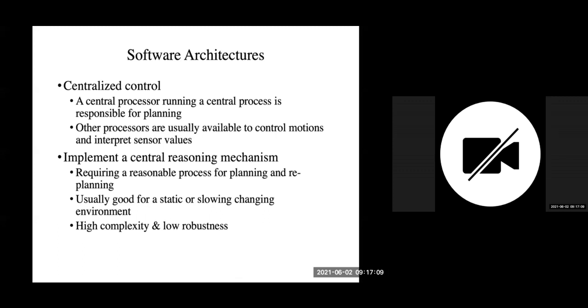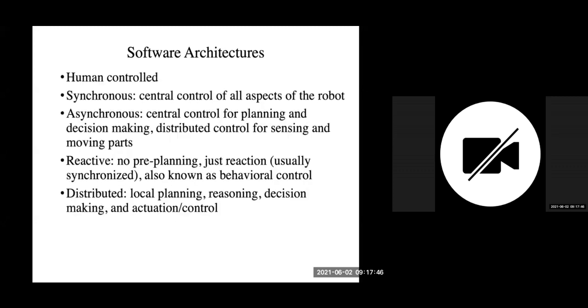So typically in the centralized approach, you have a central reasoning mechanism. As you can imagine, it requires a powerful processor because you have to process all the data for planning and replanning. This also applies to the DARPA Grand Challenge automobile I'll mention in a few minutes, or maybe 10 to 20 minutes. Usually this is good for static and slowly changing environments because you process a lot of data. It's not good for real-time processing, it has high complexity, and it's not very robust.